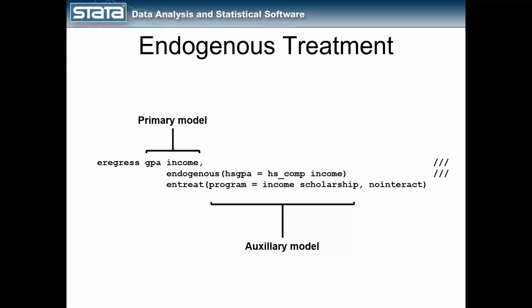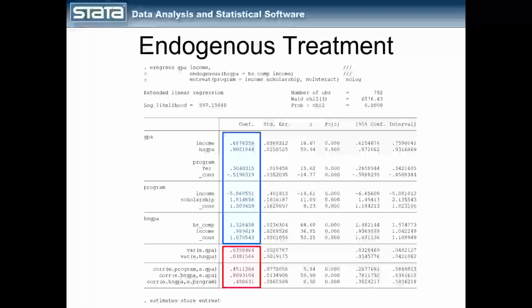So the entreat option allows me to set up this other auxiliary model, and that's going to be a probit auxiliary model. No interact, just keeps this simple. Don't worry about it for now. It's just going to keep things simple and easy to interpret. So now in my output, yes, question.